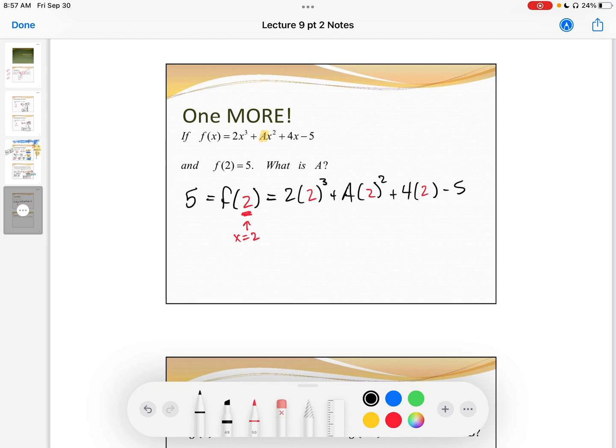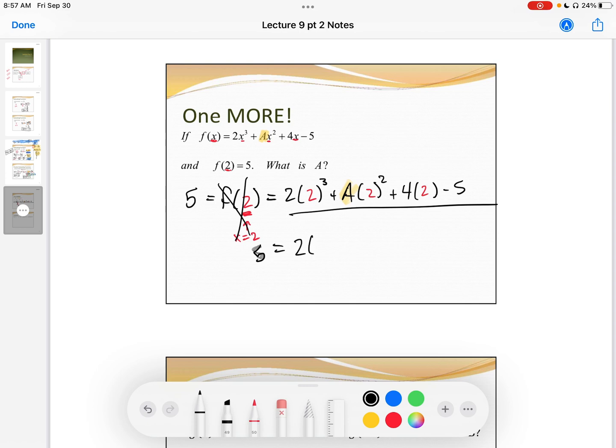minus 5. Okay, so again, we had our x here, and then all these other x's get that 2 plugged in for them. Now, I really don't need to see this part anymore because I'm trying to solve for my a. I know that 5 equals this whole big long thing here. So now I'm just going to simplify.